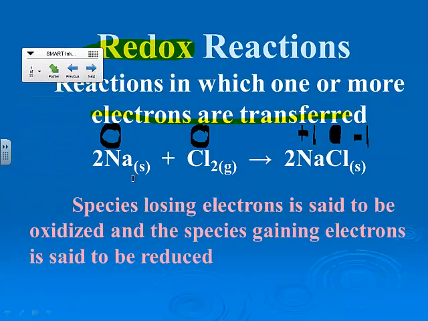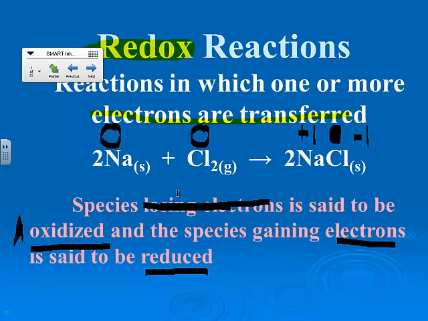So if we look at this from a definition standpoint, the species losing electrons is said to be oxidized. Okay, I'll just underline there. And the species gaining electrons is said to be reduced. Okay, and you also can look at that from a charge standpoint or oxidation number standpoint. Sodium is losing an electron, its oxidation number is going up, so sodium is what is oxidized. Chloride is gaining an electron, its oxidation number is going down, so it is reduced.